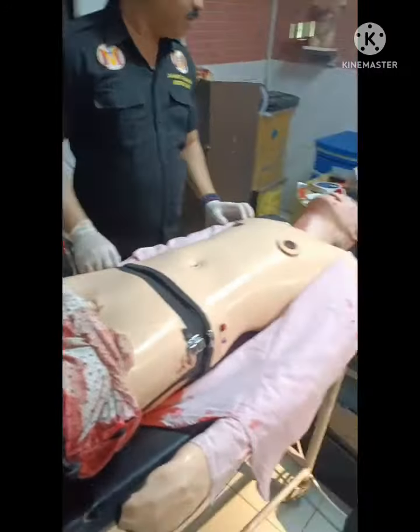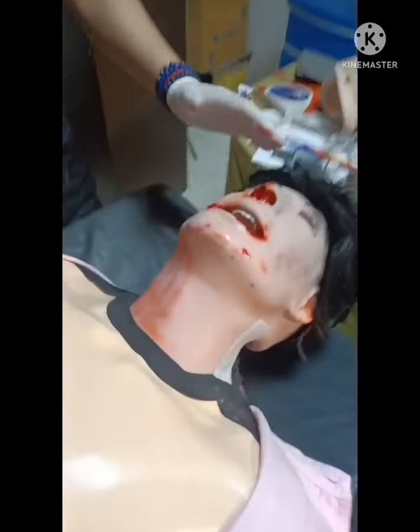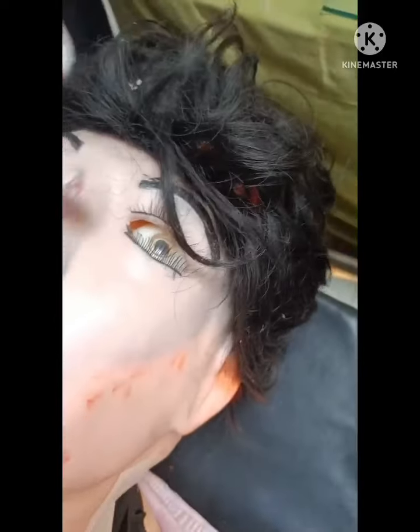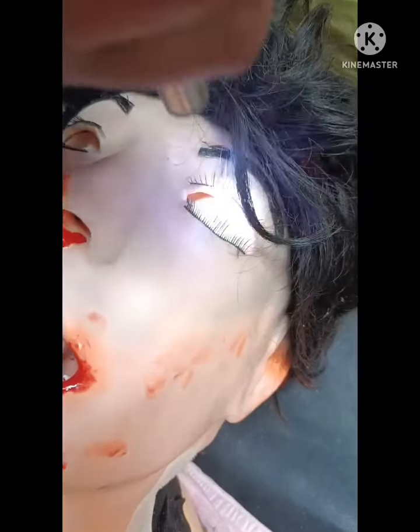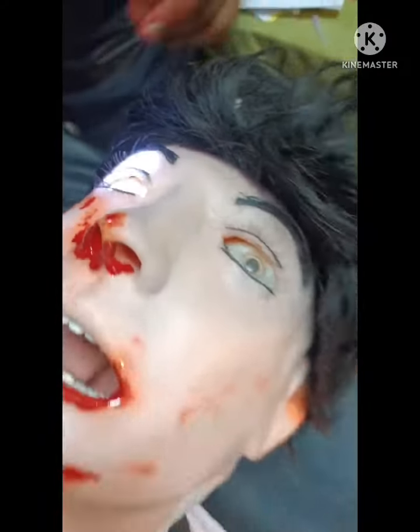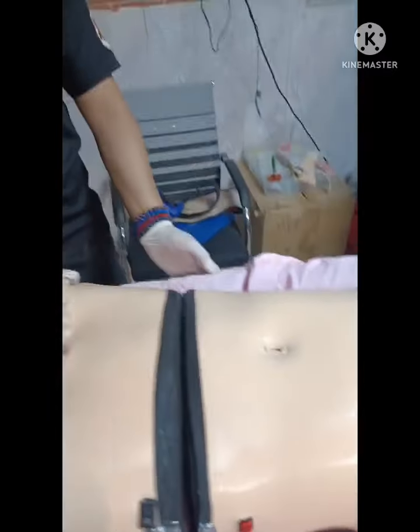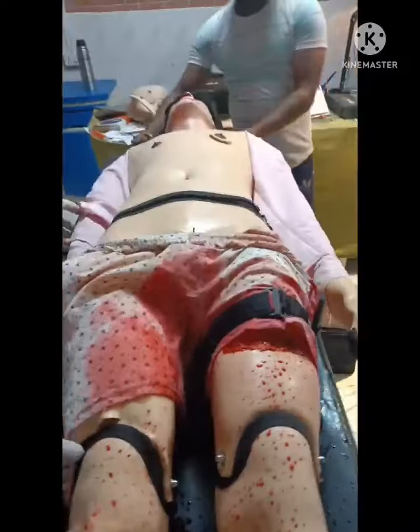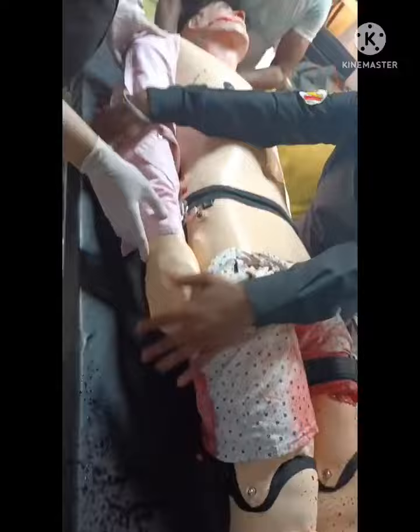Now coming to D, the patient is in altered sensorium because of the head injury, and you can see his left pupil is dilated. So this was his D. Now coming to E, exposure. Do the log roll. Come to this side. This is the hidden injury. So that was about exposure.